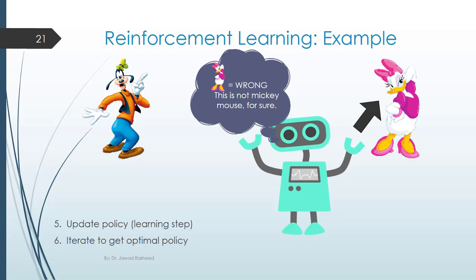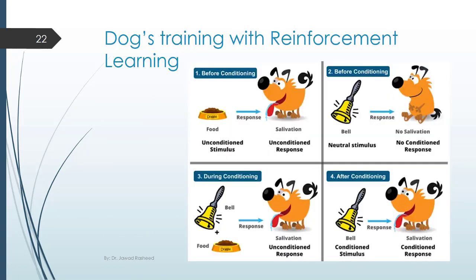So before we go and discuss the use cases of reinforcement learning, let's see how Pavlov trained the dog using reinforcement learning, or how he applied the reinforcement method to train his dog. In this slide you are seeing dog training with reinforcement learning. Pavlov implemented the learning in 4 steps. You are seeing these 4 steps here in this figure.